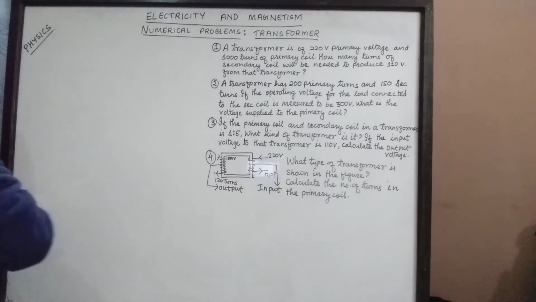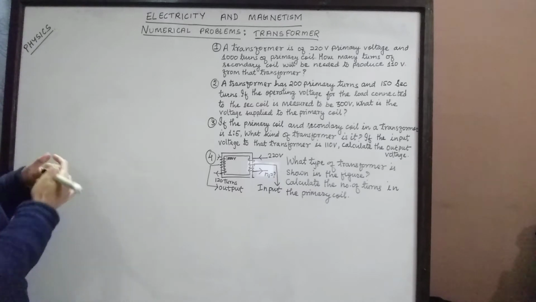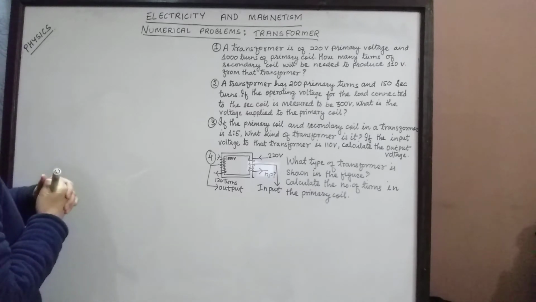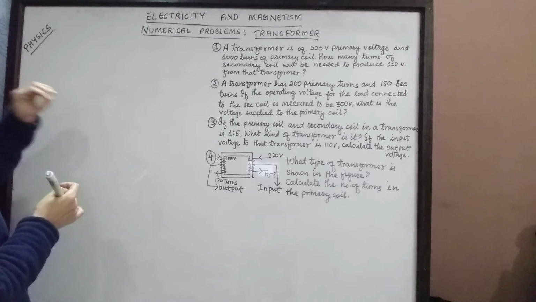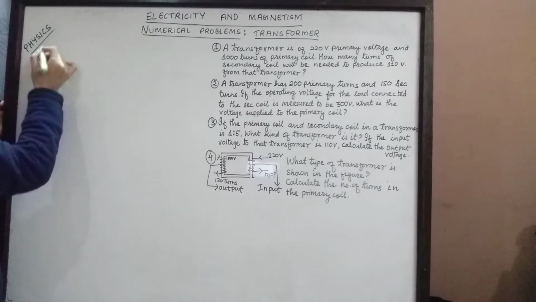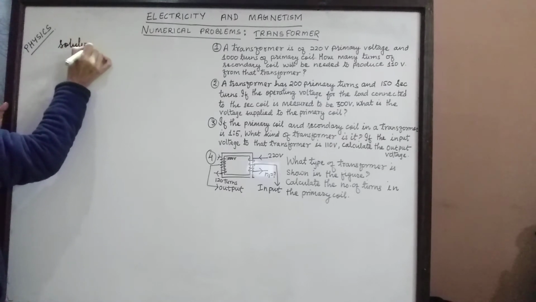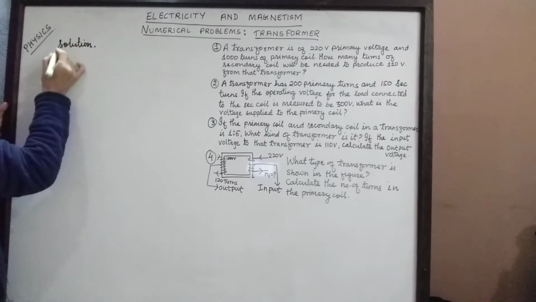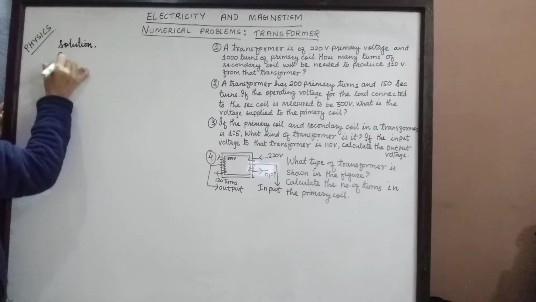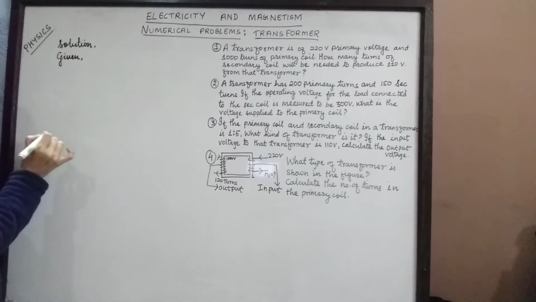So in a transformer we need the formula NS by NP equal to VS by VP. So the four things you need, data you need to find out from the question. So you'll start doing your work this way. You need to write solution on top, right? This is the way of doing. Presentation should be in a proper way. So given, what are given in the question, given data.